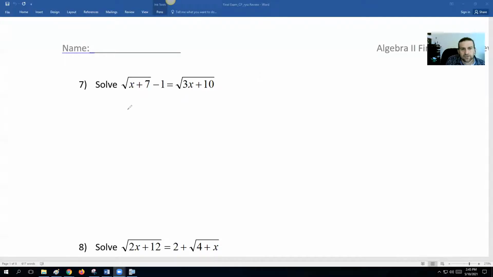All right, how do we solve radicals? Well, the first thing we want to do is isolate one of the radicals, which we already do. We have this isolated. We need to square, so we need to square both sides. Now, when we square this side, since it's not a single radical, we actually have to write it out twice and FOIL it.